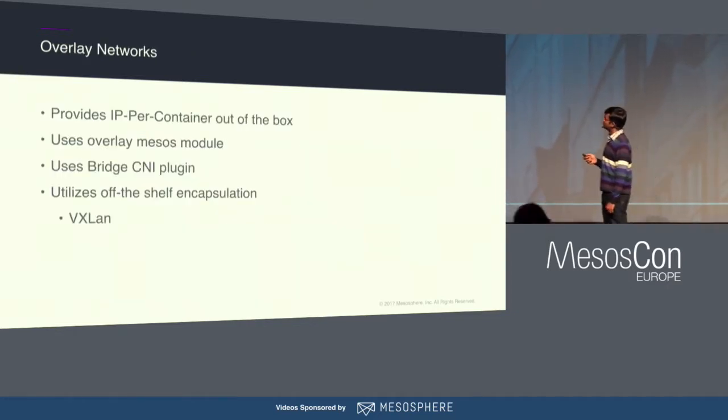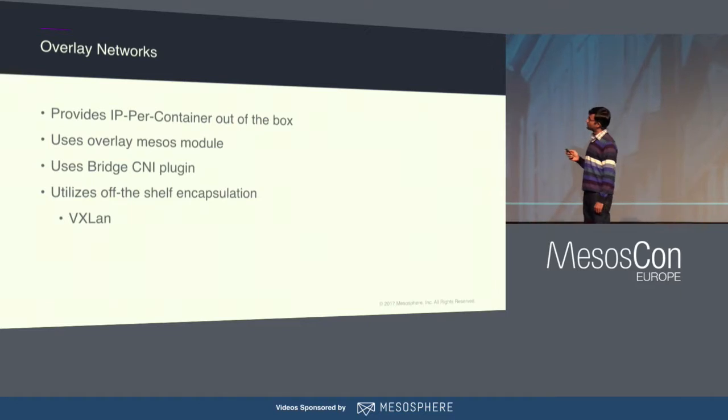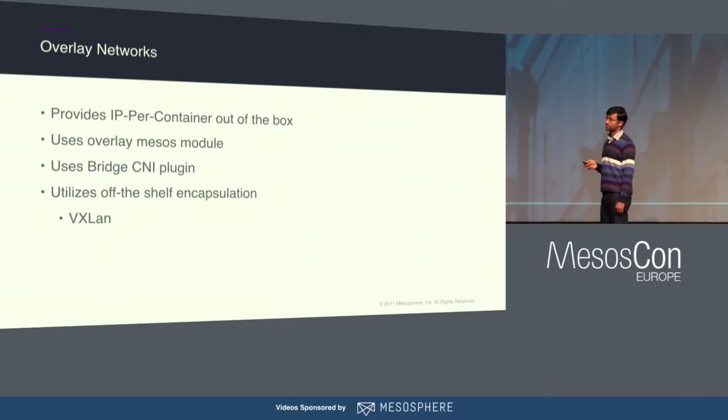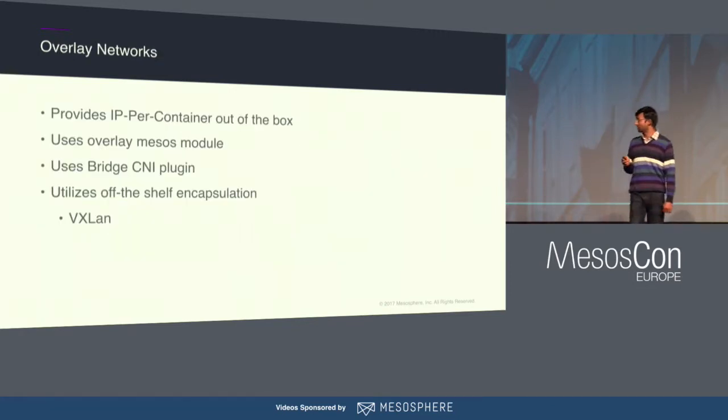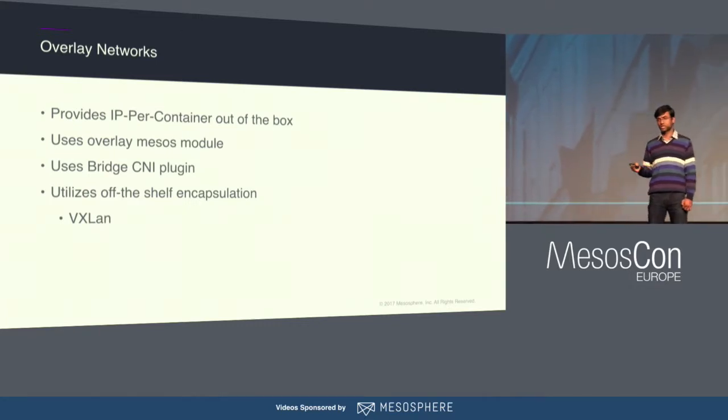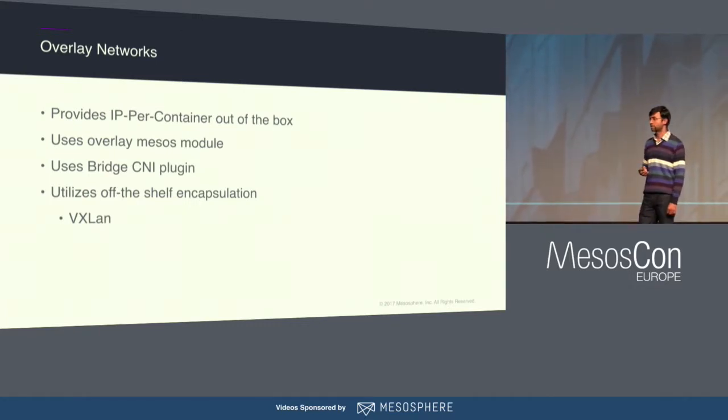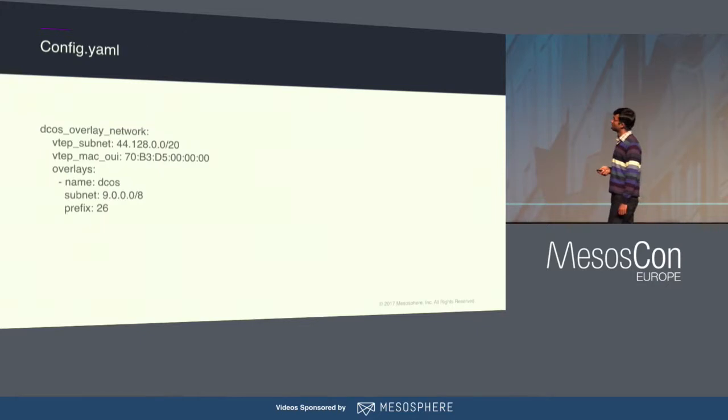Now, the reason why I said that this is a particular CNI configuration is because it uses a bridge CNI plugin for connectivity. If you see the previous picture, there's a bridge involved. So this bridge is coming from the bridge CNI plugin. And then it uses something called VXLAN, which is an off-the-shelf encapsulation algorithm in Linux kernels.